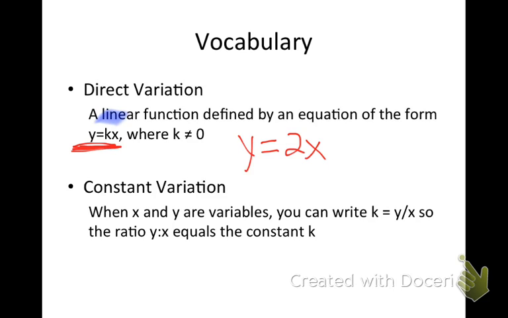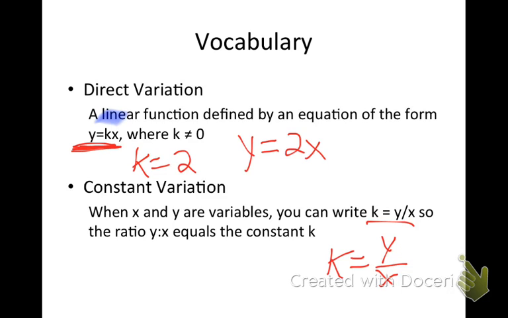If I look at this function, what does k represent? K equals what in this function? Y equals 2x, k would equal 2. That's my constant of 2. Identifying that is important today. K would be the constant 2, the constant of variation. When x and y are variables, you can write k equals y over x. So the ratio y to x equals the constant k.